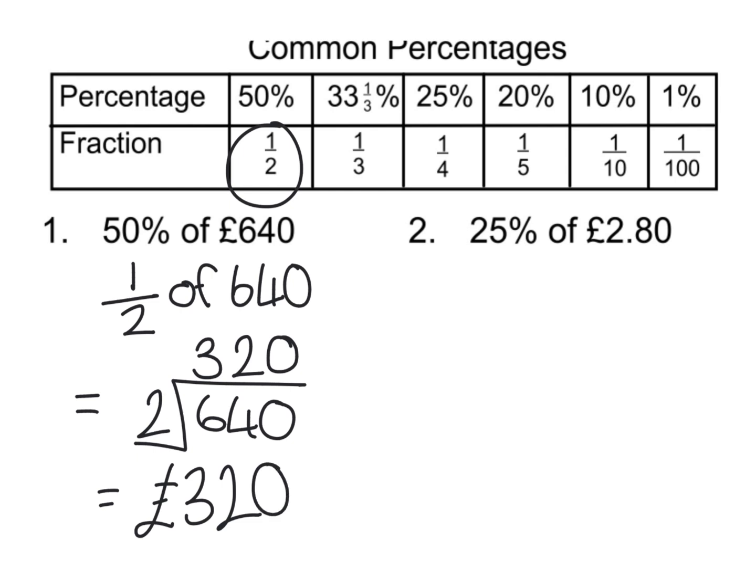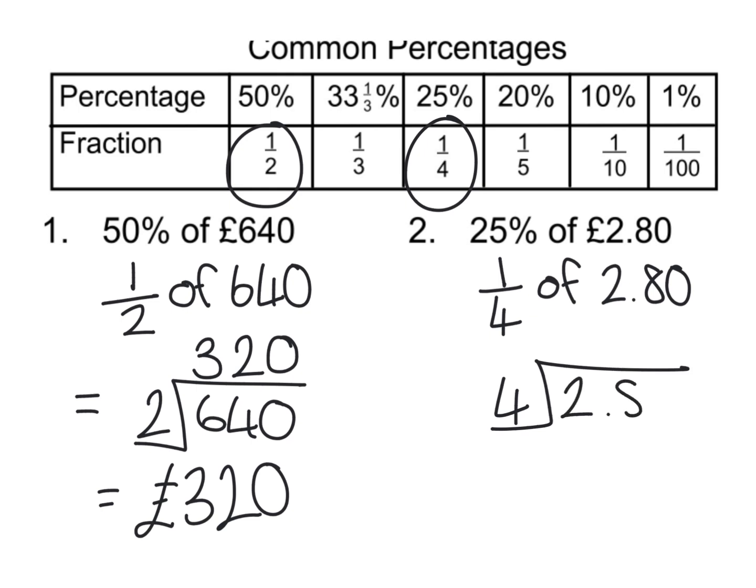If I want 25%, 25% is a quarter, from my little table up here. So we're asking to find a quarter of 280. So we could go a little divide by 4 sum. 280 divided by 4 doesn't go to start with.